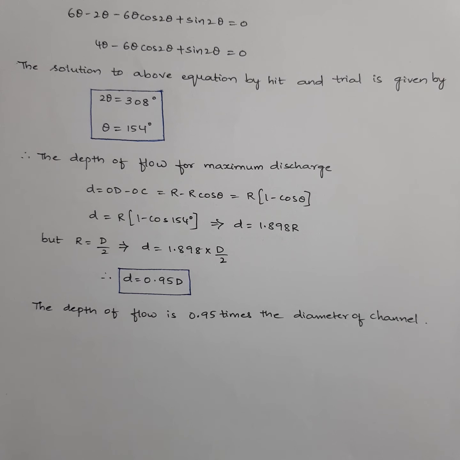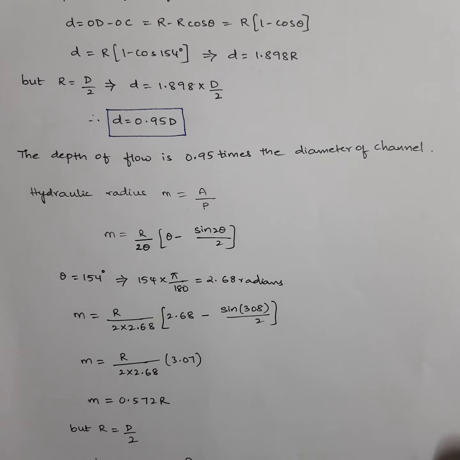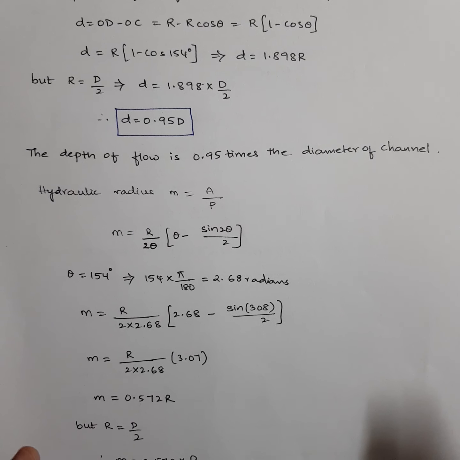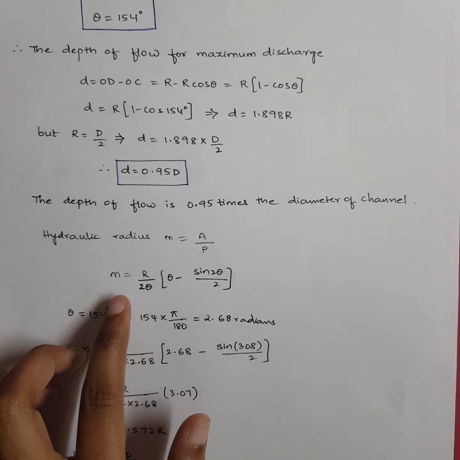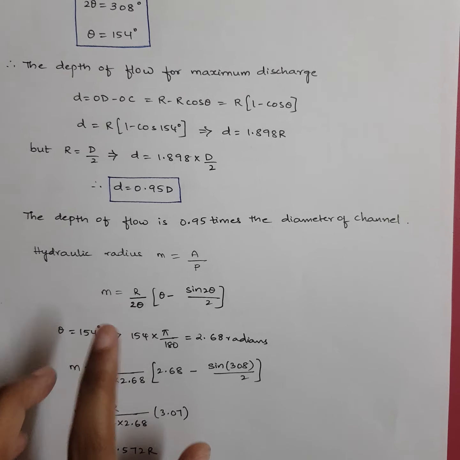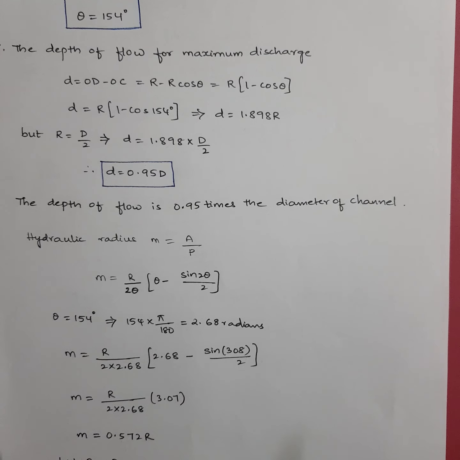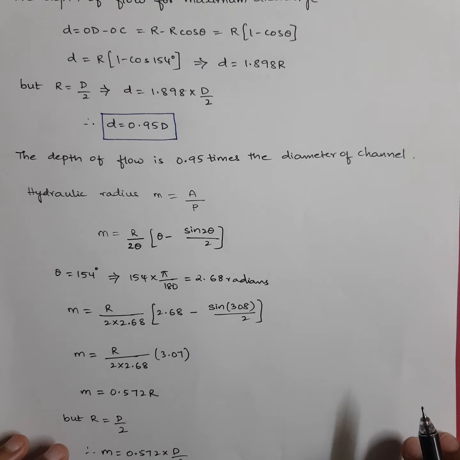This is how you need to solve. So your depth of flow will come to be 0.95 times the diameter. You can continue with the hydraulic radius. So hydraulic radius is again given by the formula A by P. After all calculations, substitution of A and P, and cancelling out, you will be left with m equal to r by 2 theta into theta minus sin 2 theta by 2.